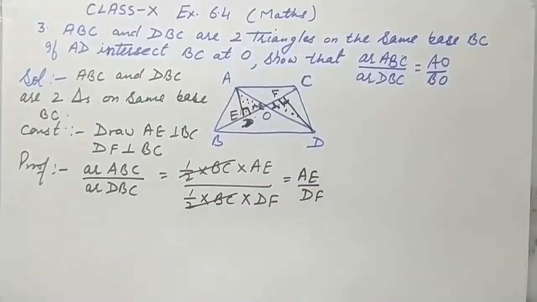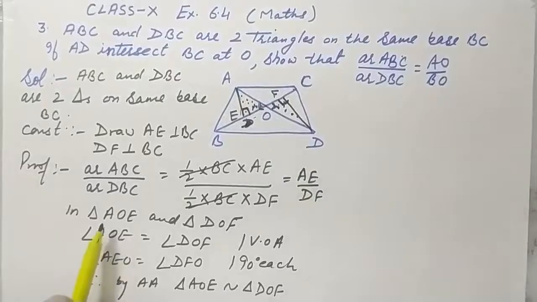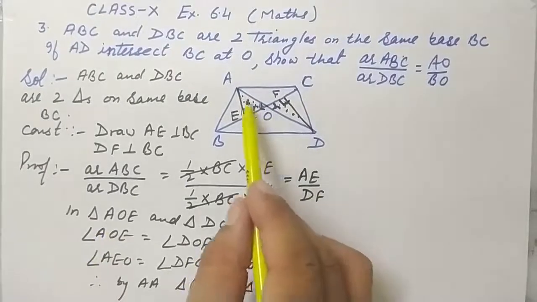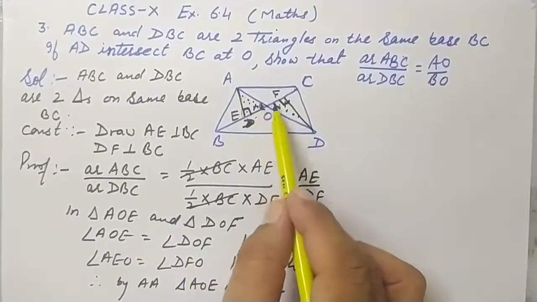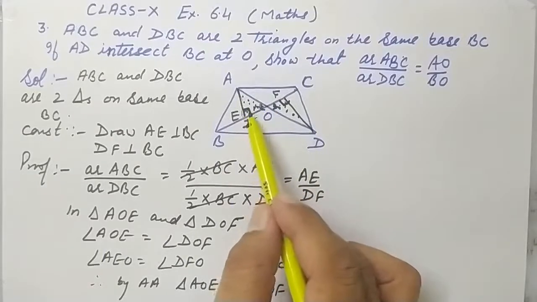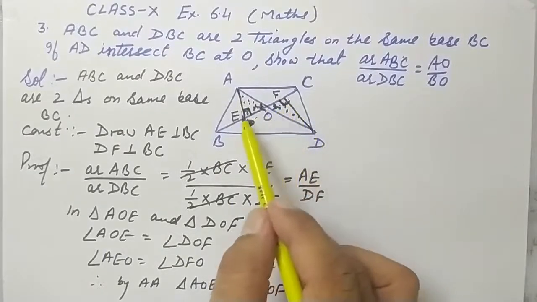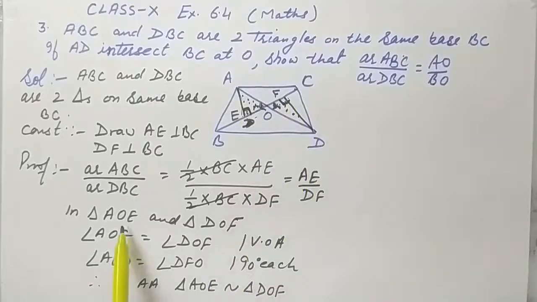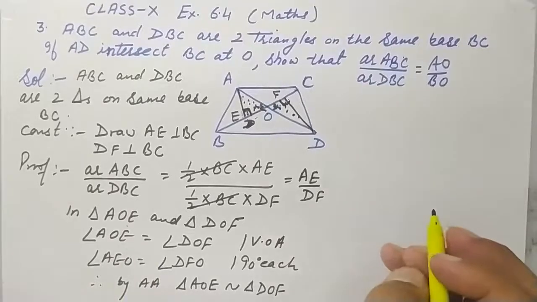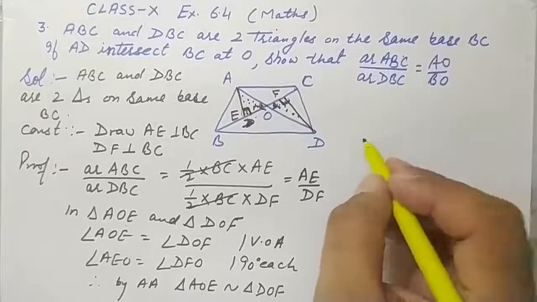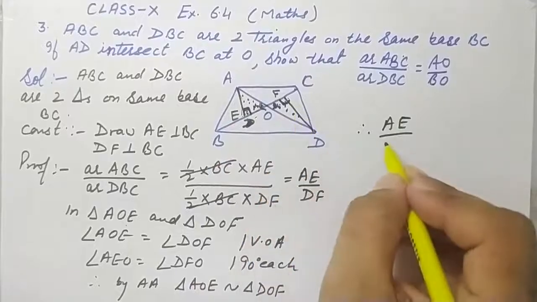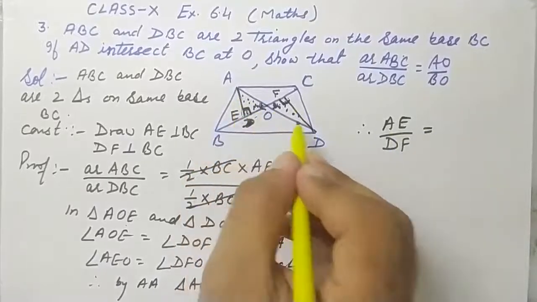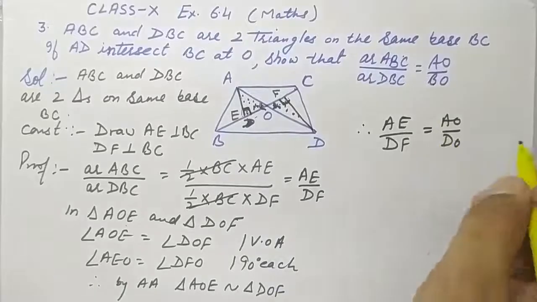So let's prove these two triangles similar. In triangles AOE and DOF, angle AOE is equal to angle DOF, because these are vertically opposite angles. Angle AEO and angle DFO are also equal, because these are 90 degrees each. So by AA these two triangles are similar. If triangles are similar, then by CPST their sides will be in the same ratio. Therefore AE over DF is equal to AO over DO, because corresponding sides will be in the same ratio.